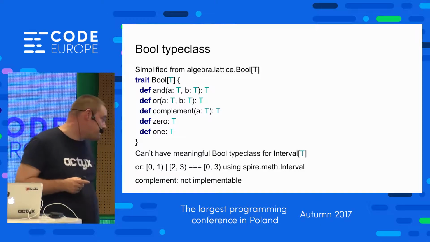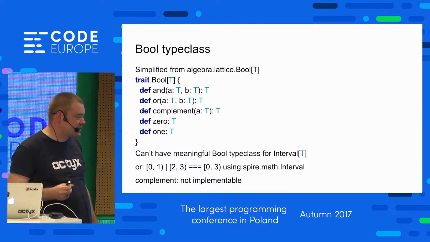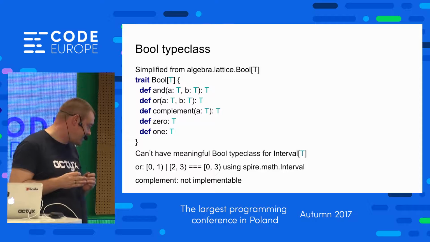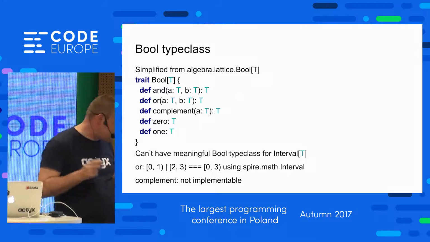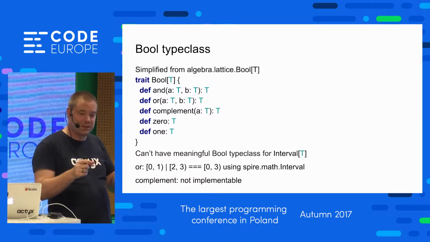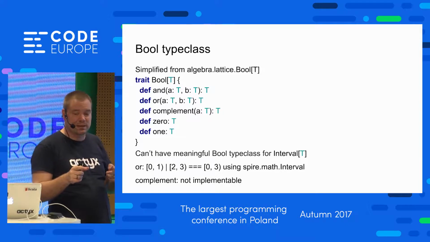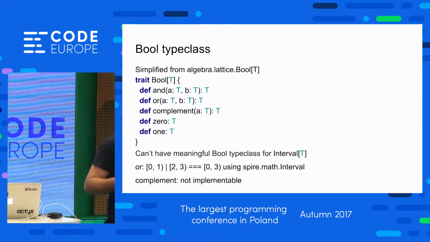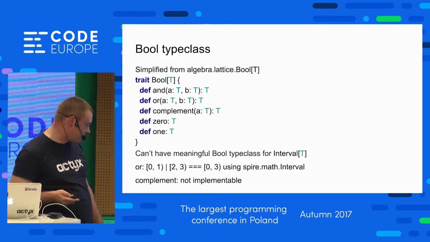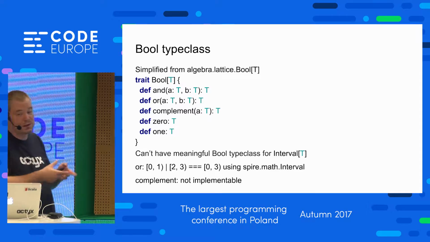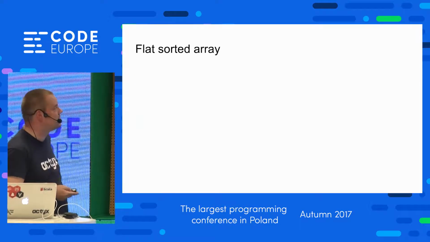By the way, that's one thing to note. You cannot have a bool type class for a single interval, because if you create the union of two intervals that do not overlap, the result is no longer a single interval. So you cannot define a bool type class for that. But we can do it for an interval set because we have the ability to have two intervals in it.